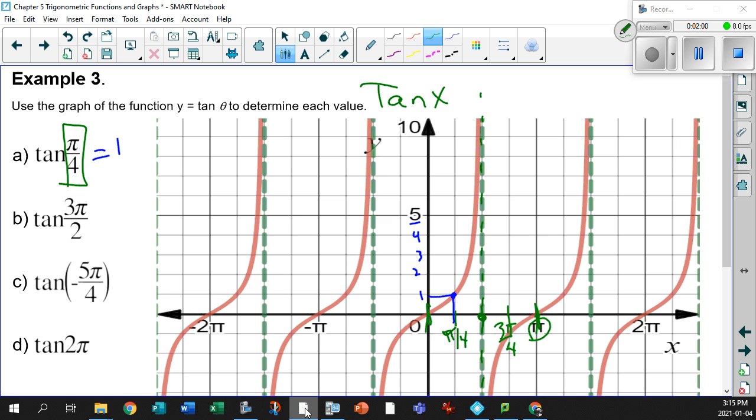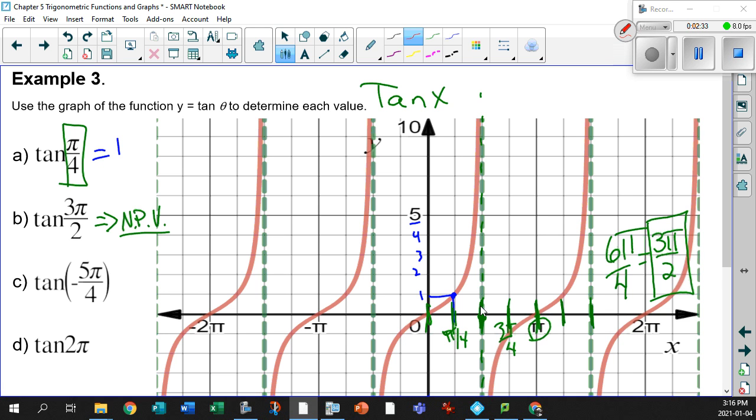Where's 3 pi over 2? Okay, think about it. There's pi over 4, 2 pi over 4, 3 pi over 4, 4 pi over 4, 5 pi over 4, 6 pi over 4, which is 3 pi over 2. Oh, I got you. That's a non-permissible value. Sorry. That kind of froze me for a second there too.